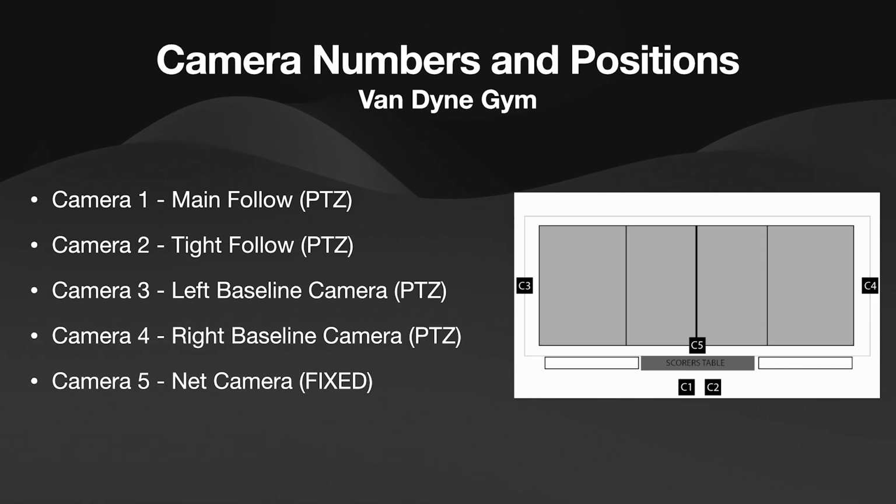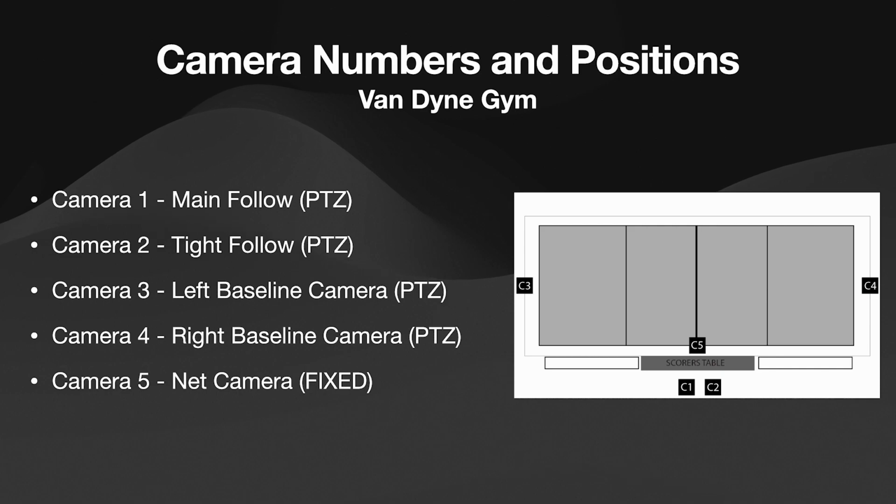Camera 1 is going to be our main follow camera. Camera 2 is going to be our tight follow, which basically means they're getting ISO shots or hero shots of players, and then basically going to their gameplay shot and getting a similar shot to camera 1, but much tighter. Camera 3 and 4 are on the baselines, and they have a unique set of camera shots that they're getting as well. All of that will be explained as we go through this keynote here.